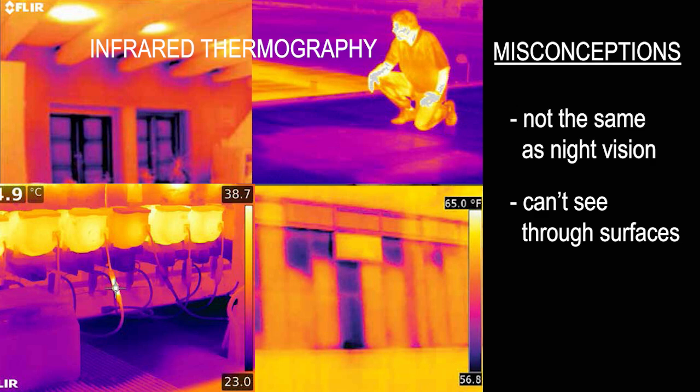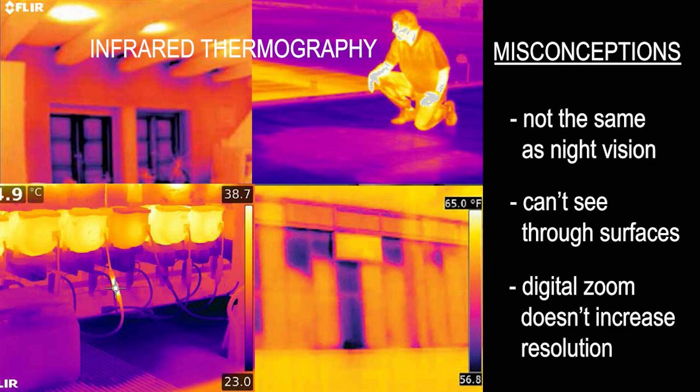Another misconception with thermography is that the digital zoom that is included with many thermal cameras can actually improve resolution. This isn't true. Digital zoom makes the pixels larger, but it doesn't add pixels to the image. And another important consideration is that just because you can see something in the view of your thermal camera doesn't mean that you can measure it accurately. So we'll get into that in a little bit.